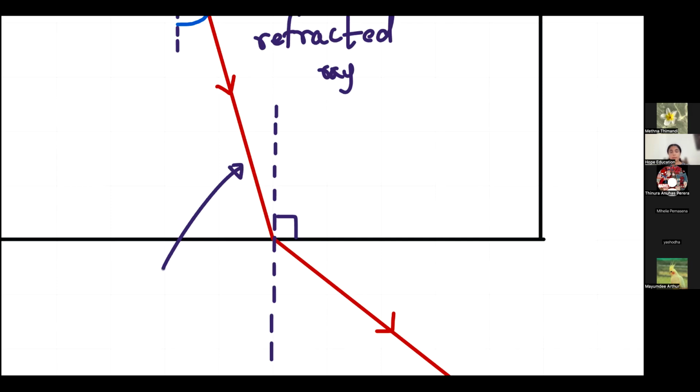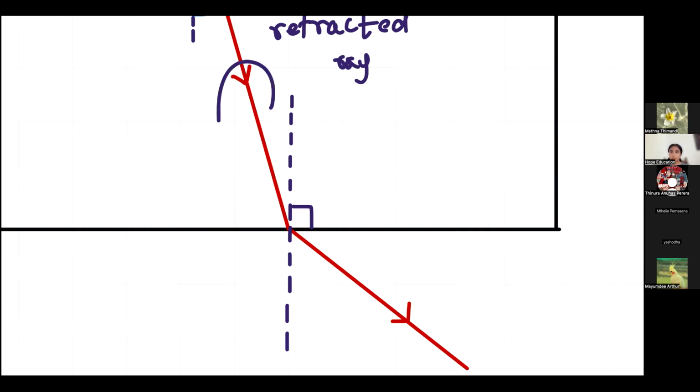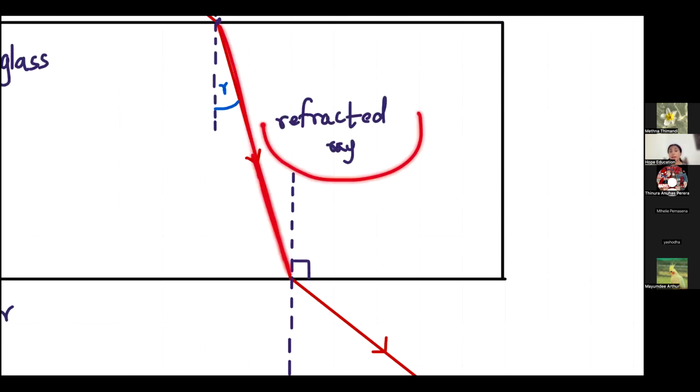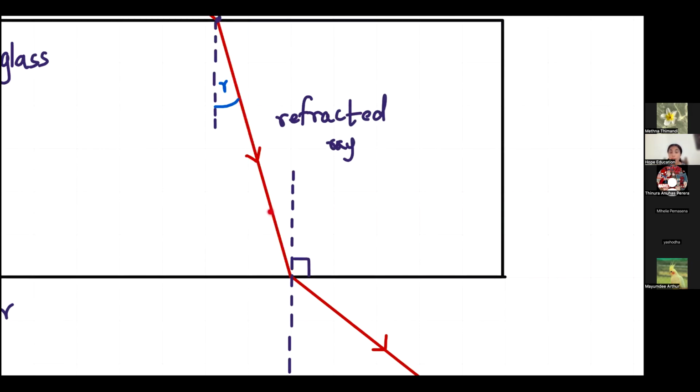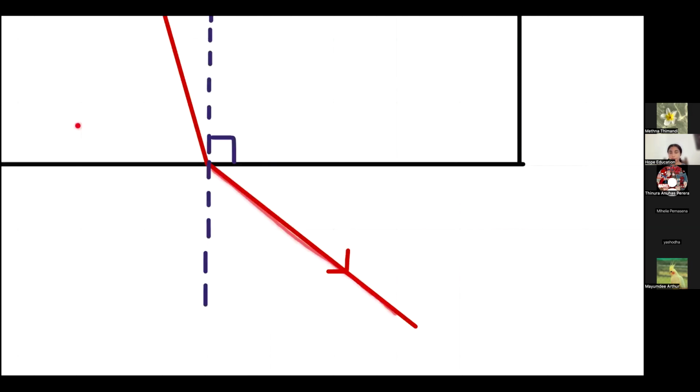If you look here, this is the incident ray and this is the refracted ray. But if you look here, this is the incident ray and this is the refracted ray. Here we can call this the incident ray. However, we already called it the refracted ray, so we cannot newly call it the incident ray again. So we keep calling this the refracted ray, but the new one coming out, we call the emergent ray.